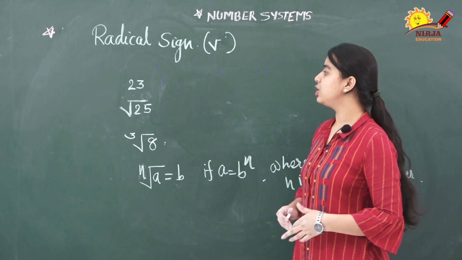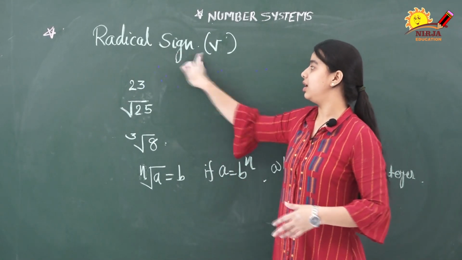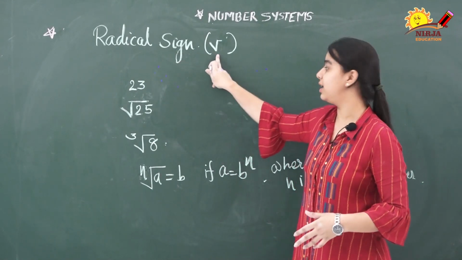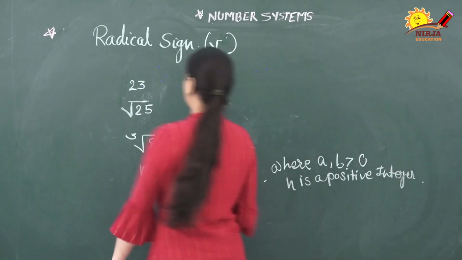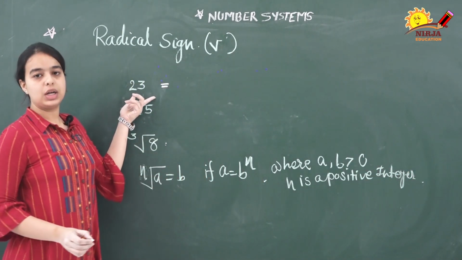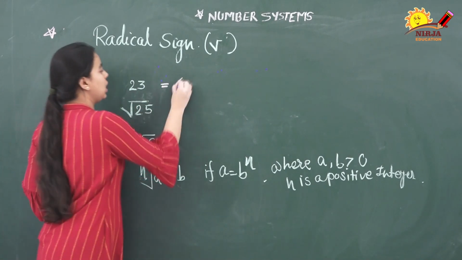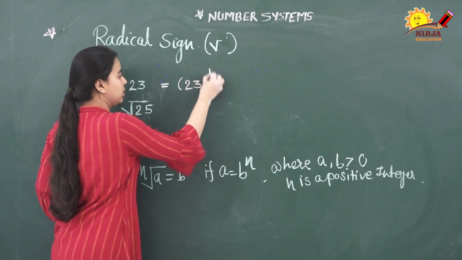So now we are going to understand about radical sign. We can represent radical sign as this. Now I have listed some of the numbers. First is 23. We can write 23 as 23 to the power 1.